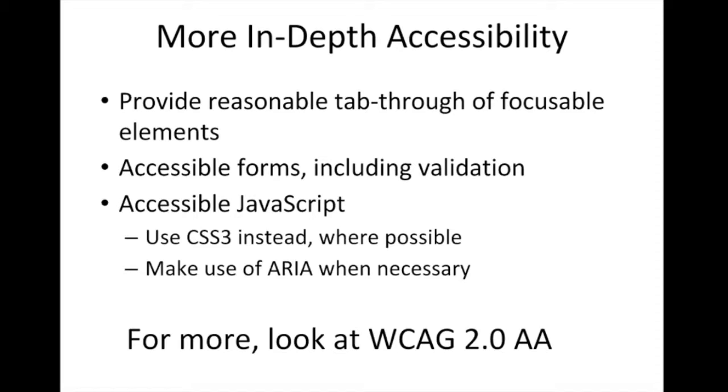Providing a reasonable tab-through of focusable elements. The way that the document is written, the order that the content's in, may not be the visual order, the order that you're intending to present it to a user. Since assistive technologies often navigate elements with the tab key, there's a way of providing a natural flow of this element, then that element, in case your document flow and your visual flow don't really line up. Accessible forms is another major one, especially validation.